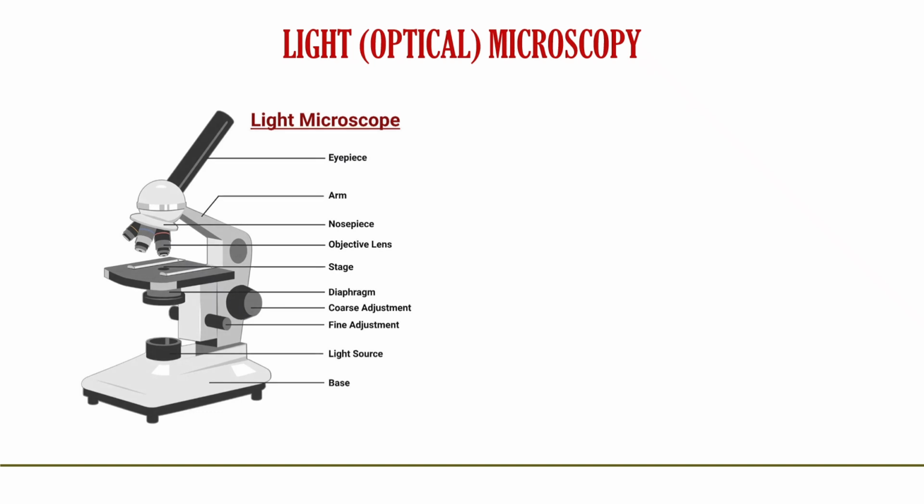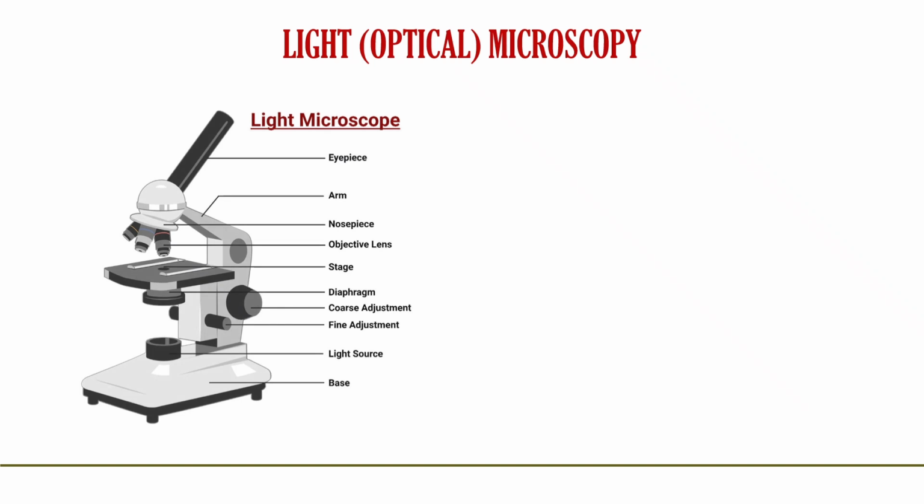The basic working principle of a light microscope is the refraction, bending, of light. When light passes through the specimen and lenses, it bends and forms a magnified image of the object. Microscopic magnification varies greatly depending on the types and number of lenses that make up the microscope.